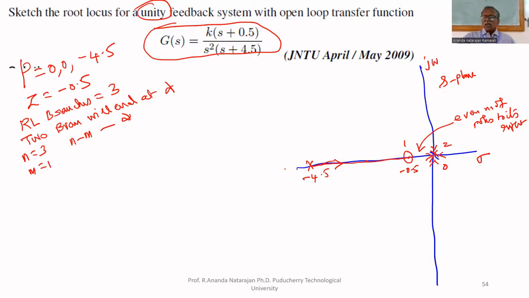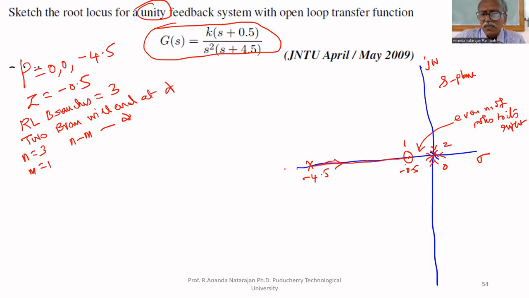So, at the origin, 2 root locus branches will come out. Why? 2 poles are at the origin, therefore 2 root locus branches will come out. At what angle they will come out, we have to see. Generally, we see the angle of departure for complex poles only. But here, 2 poles are at the origin. That's why we have to find the angle of departure for the origin.